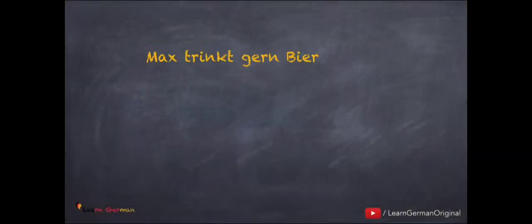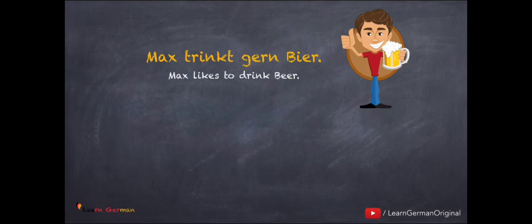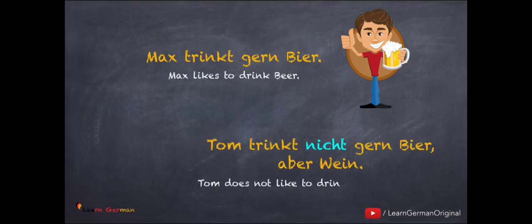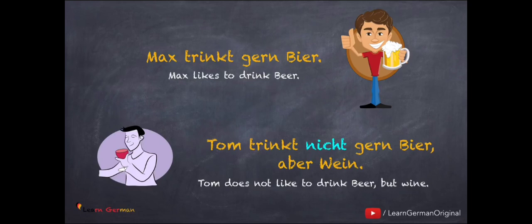Let's look at another example. Max trinkt gern Bier. Tom trinkt nicht gern Bier, aber Wein. In this case, the word nicht has been used to make the sentence negative. Now we'll see the cases where we can use kein and where we can use nicht. Let's begin with kein.